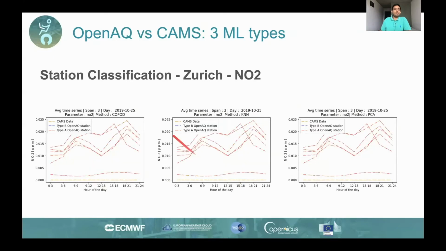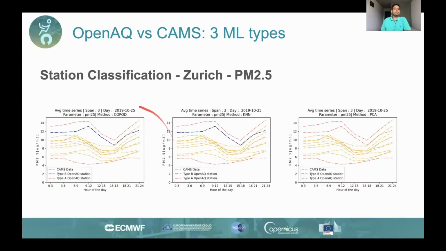Then moving on, for some cases where there was a strong bias in the data, here we are making OpenAQ versus CAMS classification. All the red ones are the OpenAQ data and the yellow ones are the CAMS data, and the species here is NO2, expressed in ppm. What we do find is that for all different methods, all the OpenAQ stations are classified as type A stations because of the strong bias in the data coming from CAMS data.